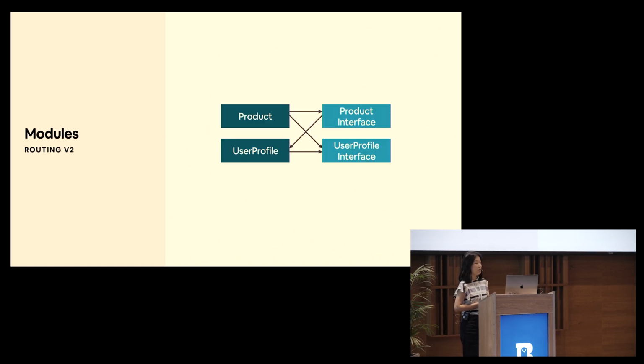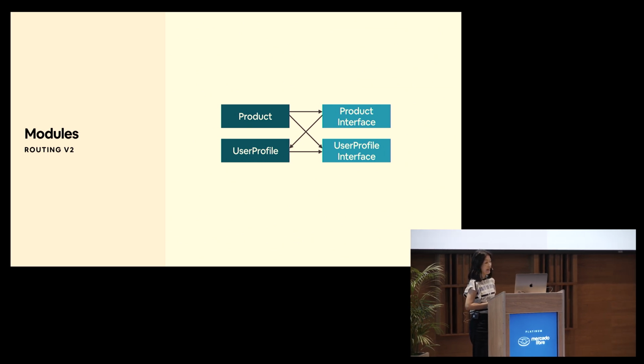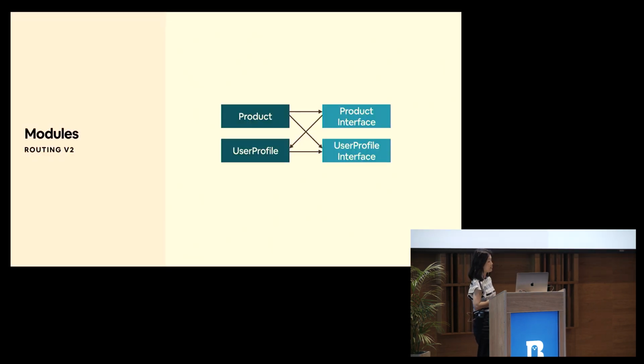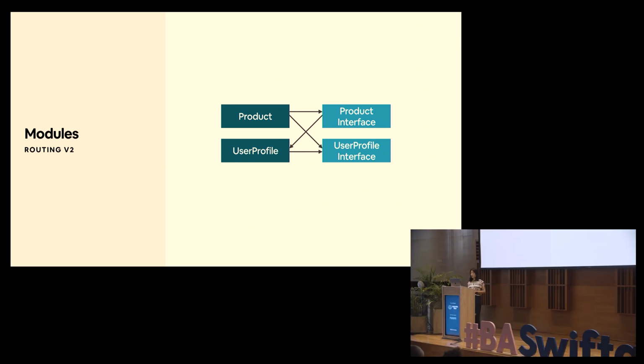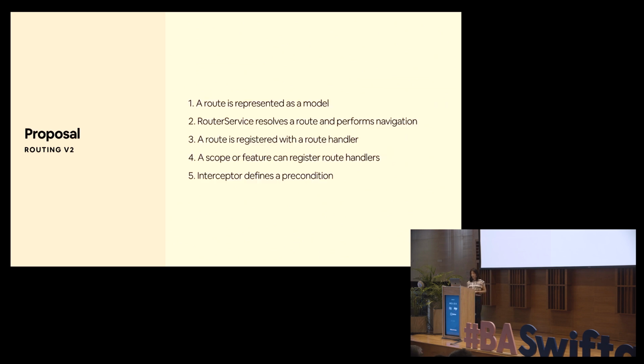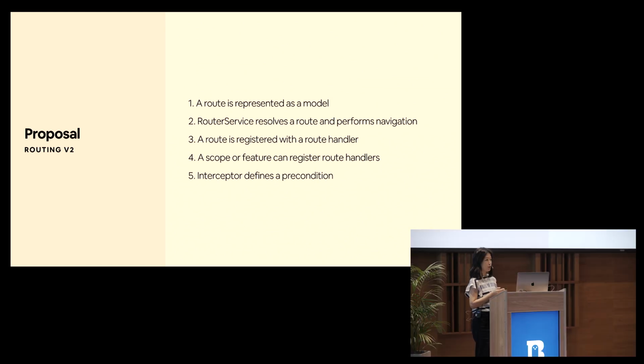So in the same example that we used, we have product and user profile feature modules and their interface modules. User profile routes are defined in its interface module, and the consumer of the route, product module in this case, imports user profile interface module instead. So here are the key ideas behind the new routing system, and I'm going to go through each item and show you code examples to elaborate.